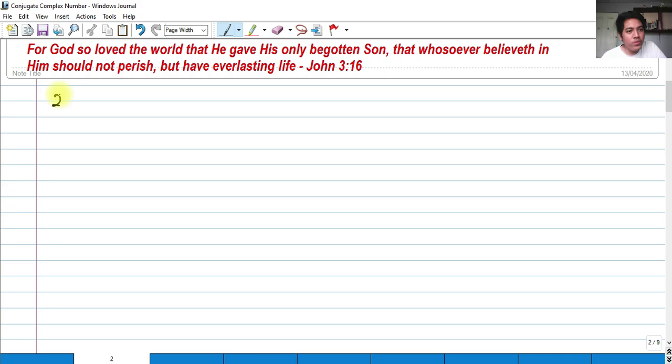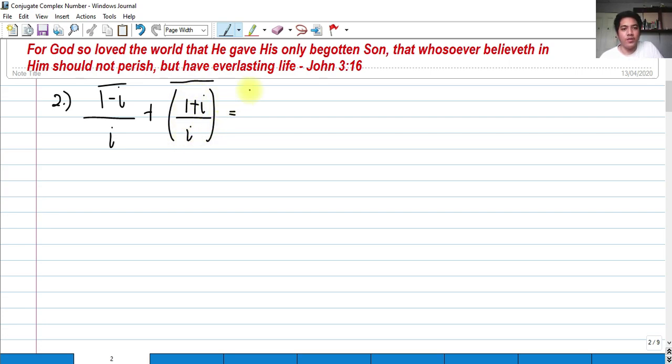So for number 2, let's try again to solve. Our given is the conjugate of 1 minus i all over i plus the quantity, the conjugate of the whole term, 1 plus i all over i. So how are we going to evaluate? This is the conjugate of the whole, including the numerator and the denominator. So first, we need to evaluate the conjugate of the numerator for the first term. We have 1 plus i all over i.